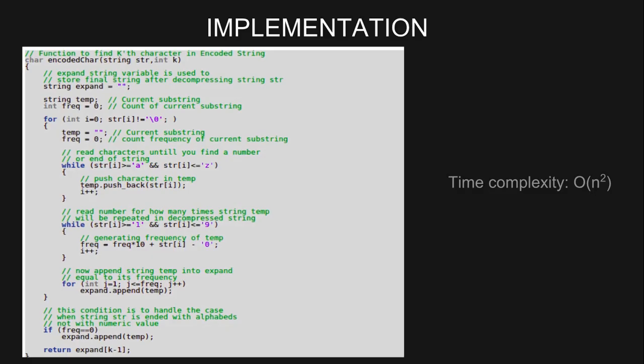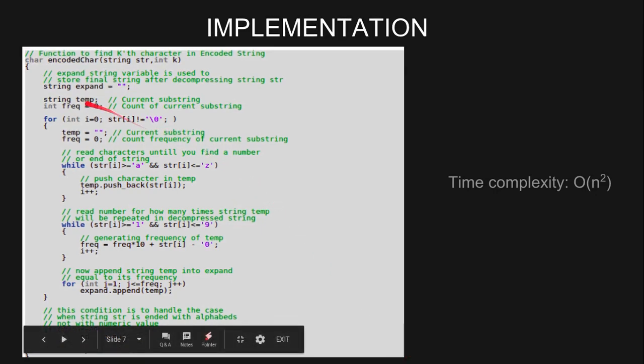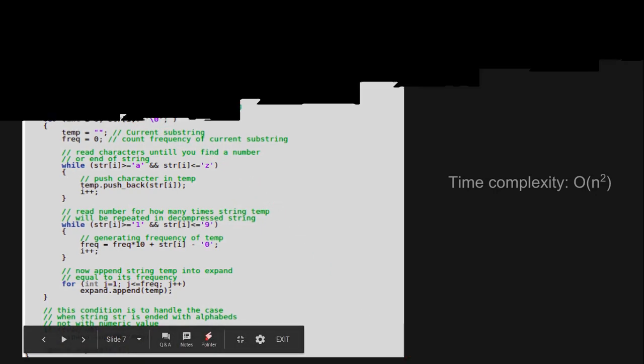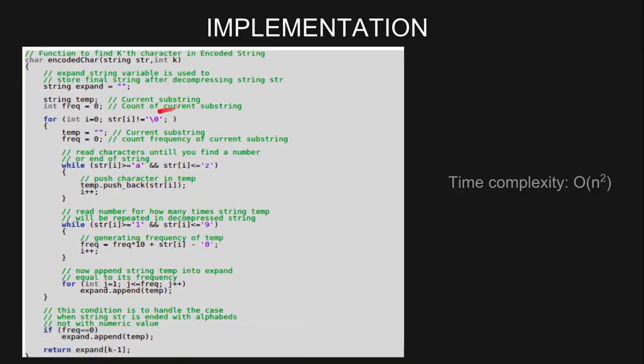Now let's have a look at the implementation. We initialize string expand to store the final string after decompressing the input string str. Then we will traverse through the input string and fill the string expand. Initially i is equal to 0 and we will traverse the string until we reach its end, that is, till str[i] is not equal to null.